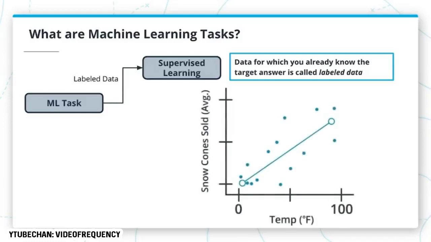Let's think back to our snow cone example. What were we trying to predict? We were trying to predict the number of snow cones we would sell. Those data points are solutions, or labels. We use both the number of snow cones sold and the temperature to generate the best fit line on the graph.